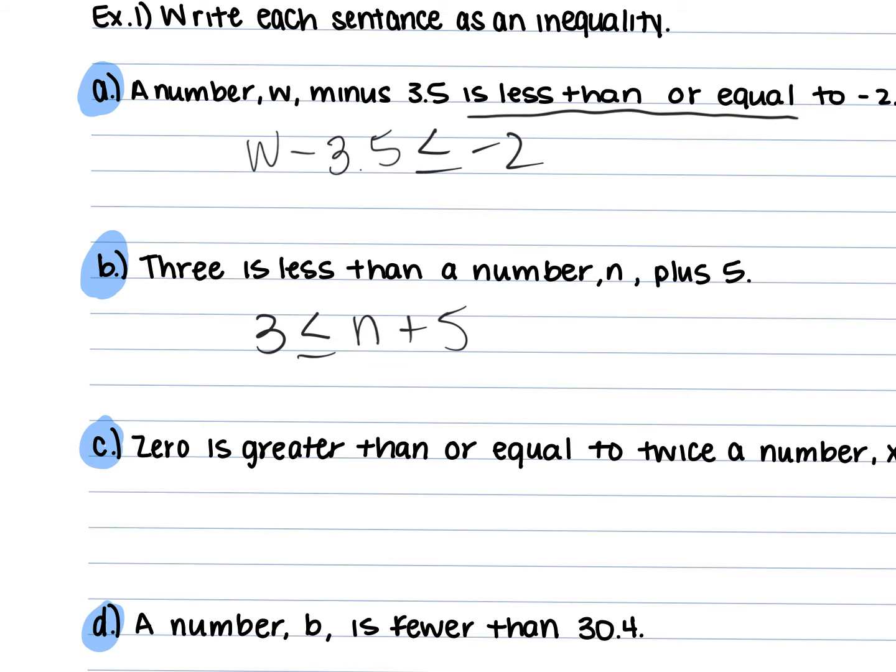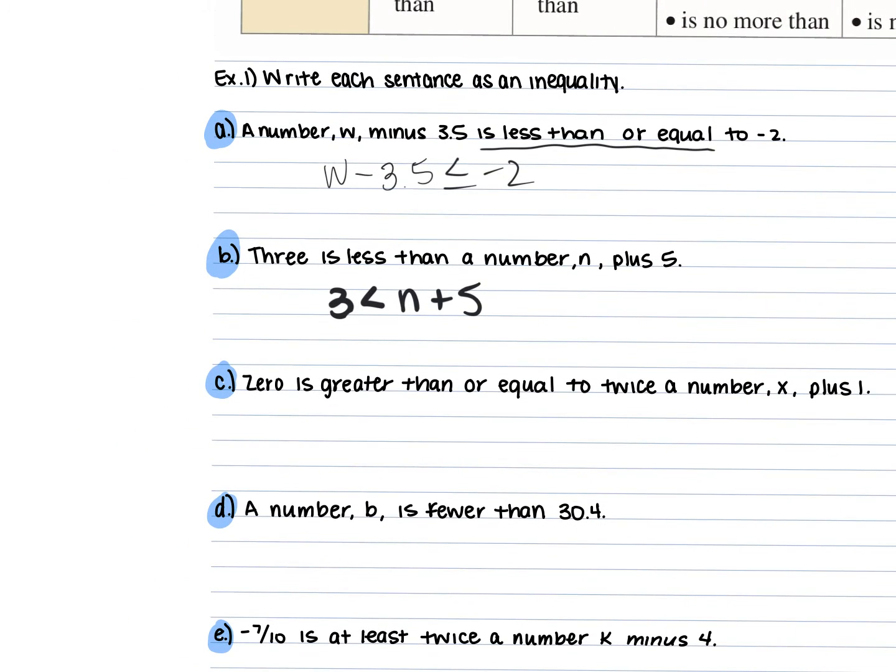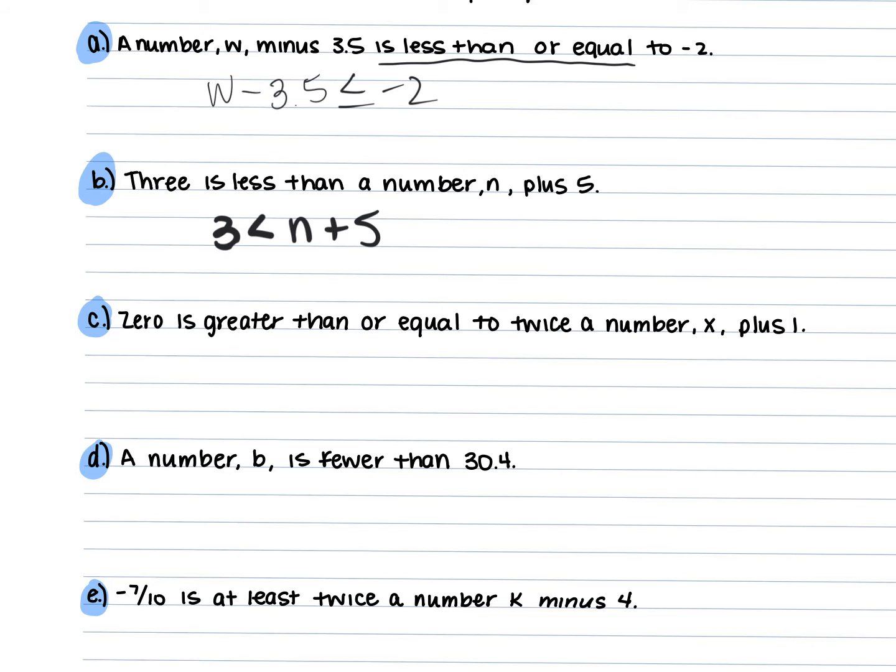How is what I wrote on the board different from what Josh just told me? Isabella? Because you put the line under, and it's just less than. Very good. We don't know that 3 is going to be the same as n plus 5. Do not put that equal sign symbol. Okay, try C and D on your own. Go.